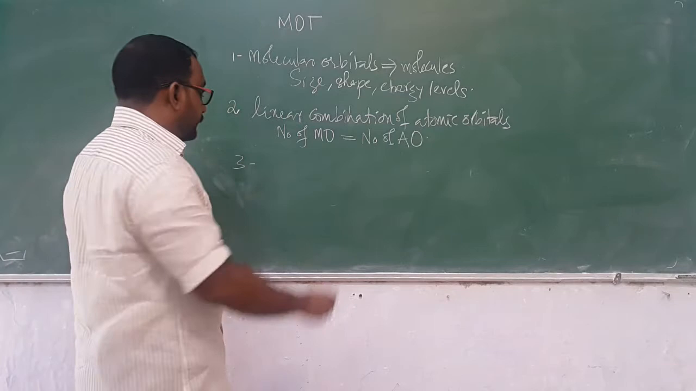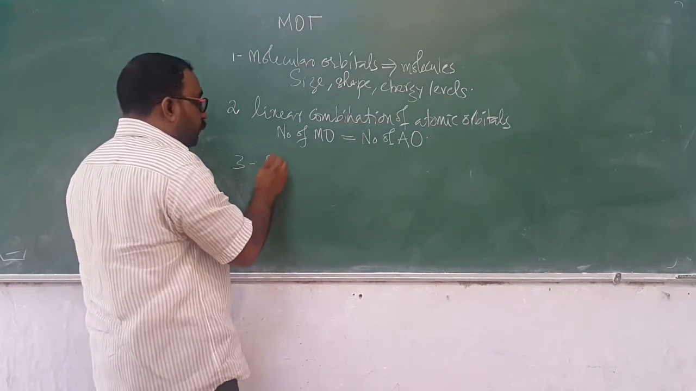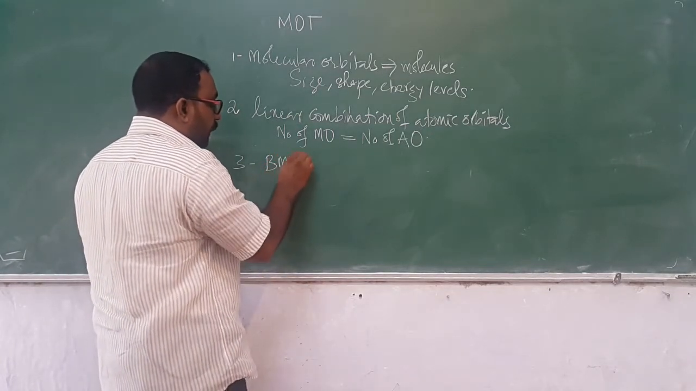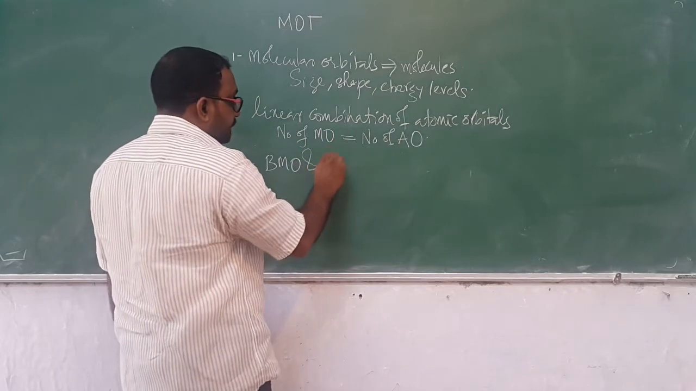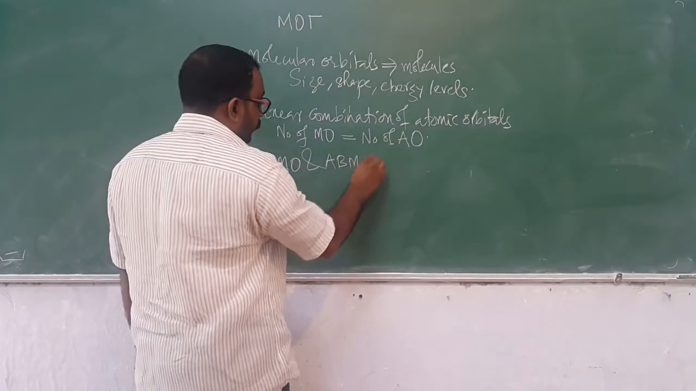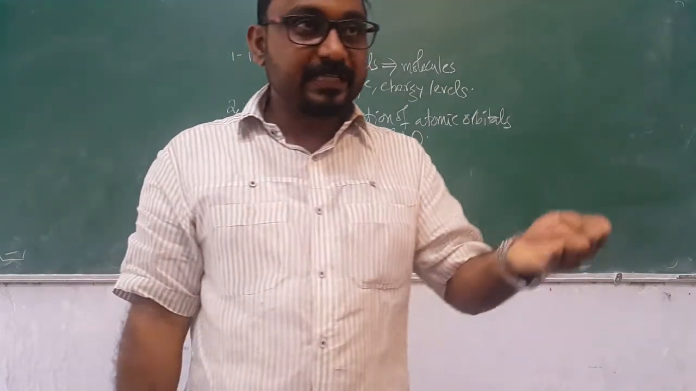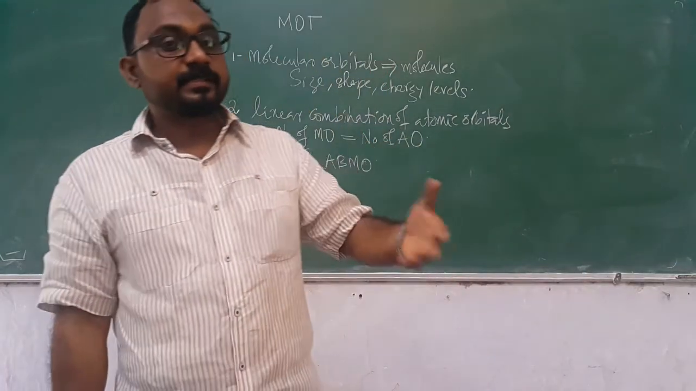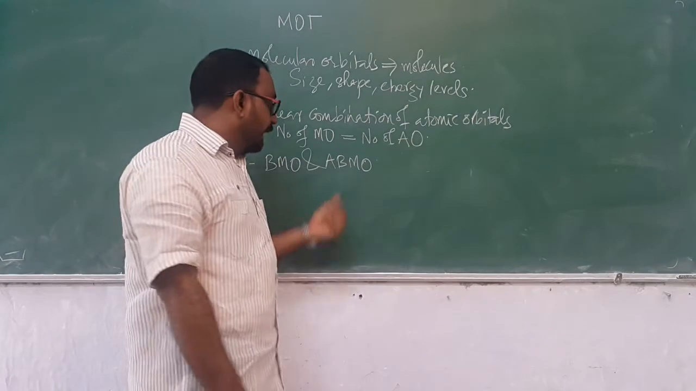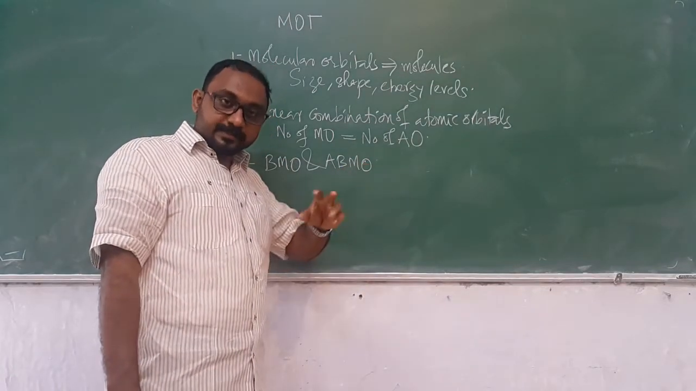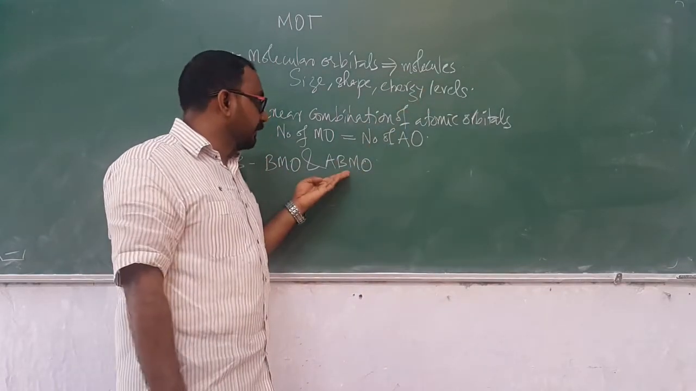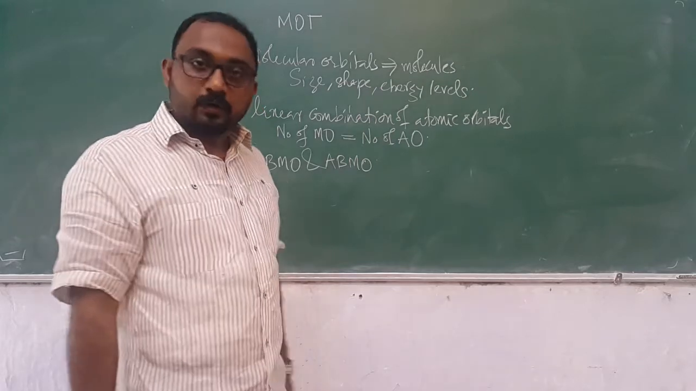is the explanation of what a bonding molecular orbital is and what an anti-bonding molecular orbital is. A bonding molecular orbital is the molecular orbital which has lower energy than the starting atomic orbitals, and an antibonding molecular orbital has more energy than the starting atomic orbitals.